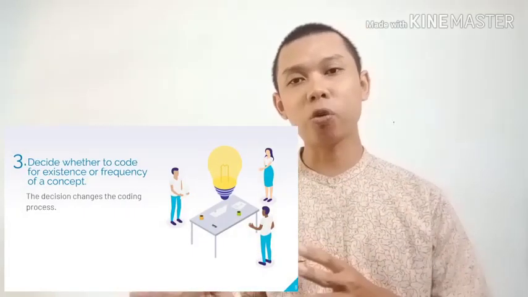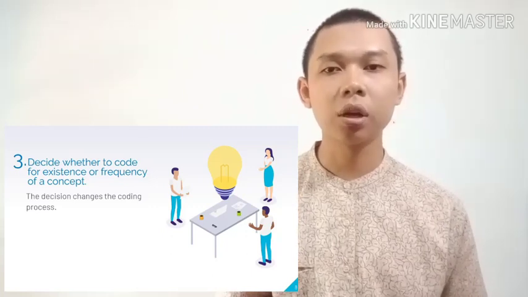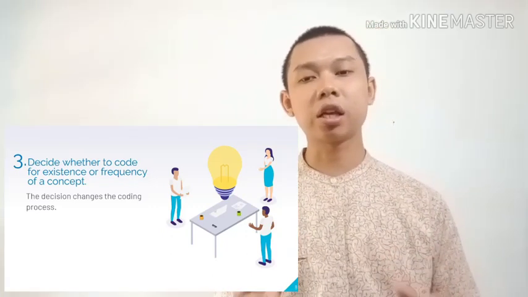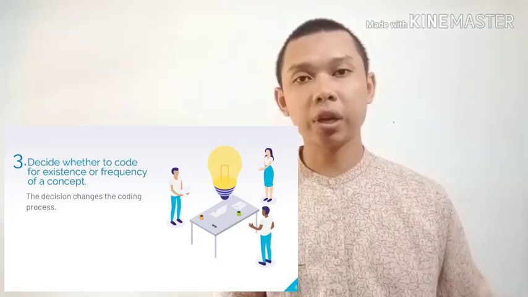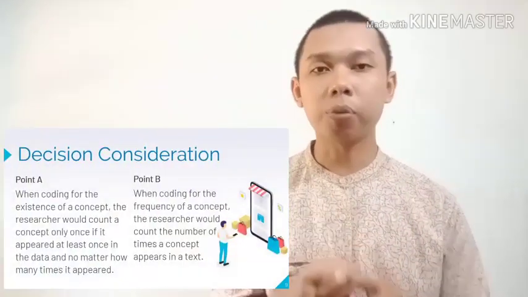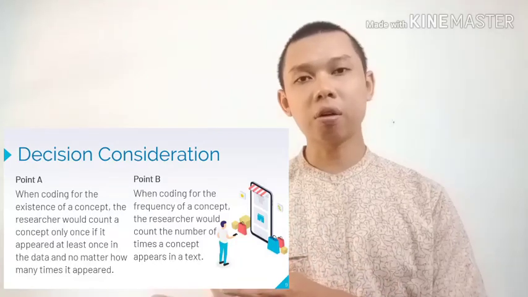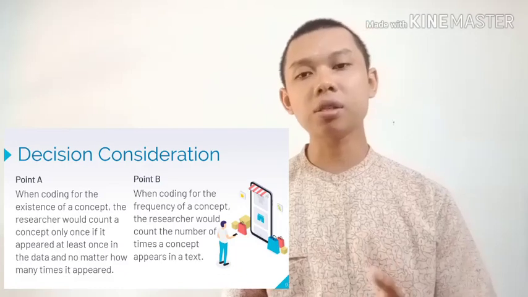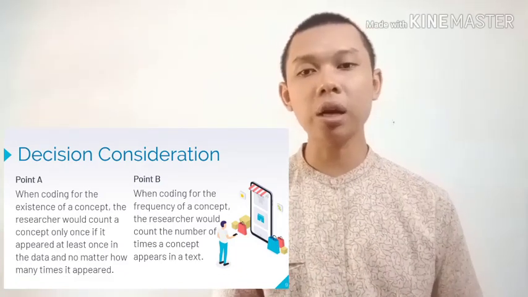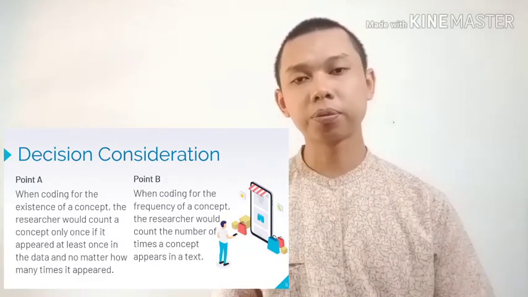is to decide whether to code for existence or frequency of a concept. The decision changes the coding process. What is the decision? This is the explanation. There are point A and point B. Point A, when coding for the existence of a concept, the researcher would count the concept only once if it appeared at least once in the data, no matter how many times it appeared.